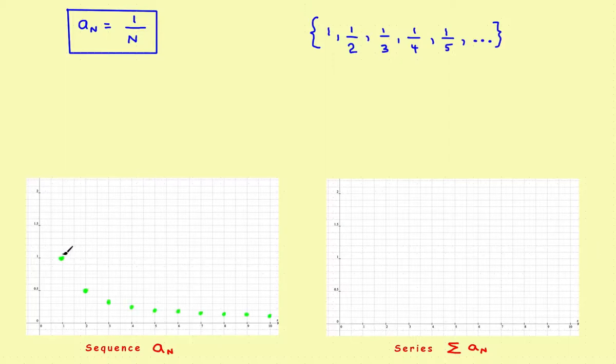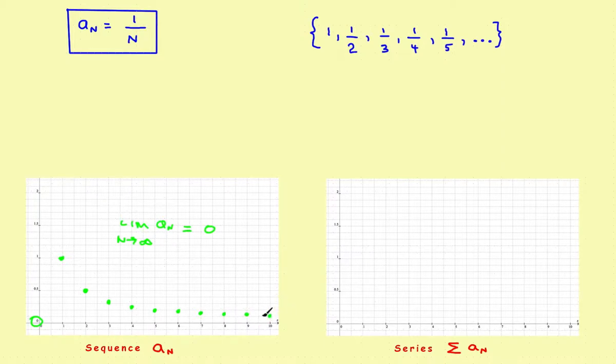So here is 1, here is a half, here is a third. And what they seem to be doing is this. Just like in that last example, they are decreasing. They seem to be approaching the x-axis. So I'll make the claim here, and we'll put it in green, that the limit of this sequence as n approaches infinity seems to be 0. The green dots are getting closer and closer to the x-axis. So in this case, the sequence converges, and it converges to 0.